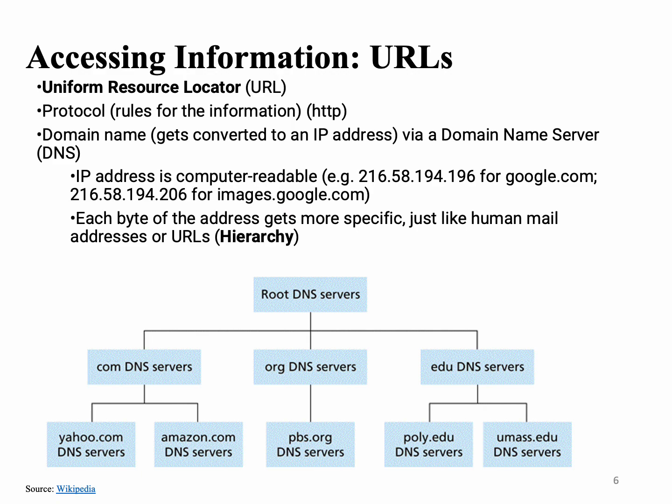Each byte of the address is more specific, so it does set up this sort of hierarchy. You have what's called a DNS server, and it's got the root, and then that goes out to like the .com and .org and .edu DNS servers, and so on and so forth.